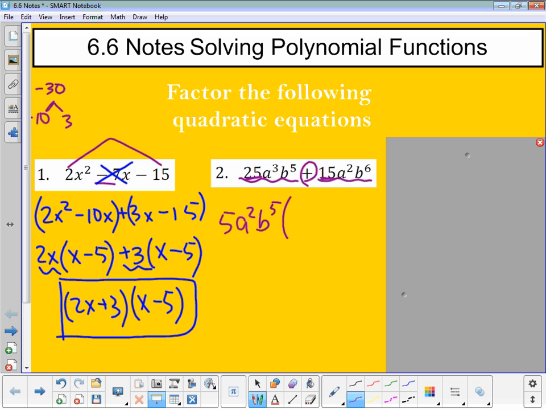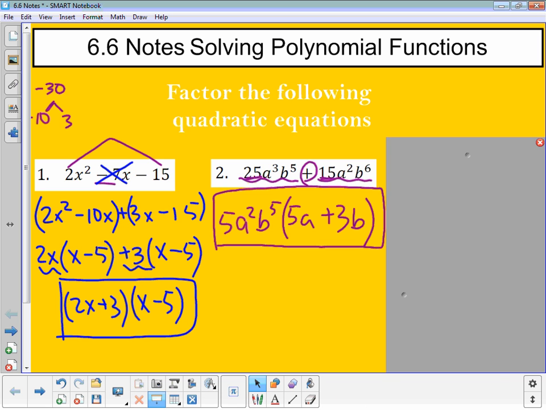When I take 25 and divide by 5, I have 5 left over. A to the third divided by a squared is a left over, and b to the fifth divided by b to the fifth is 1, so that one I'm done with. Now I'm adding these, so there's a plus in the middle. From the second term, 15 divided by 5 is 3. A squared divided by a squared is 1, so that one's gone. B to the sixth divided by b to the fifth is b. So that is what's left over once I take that GCF out, and there's my factored form of that expression.